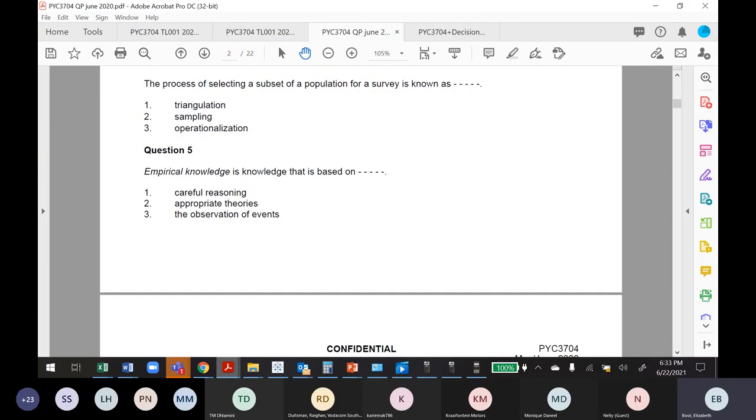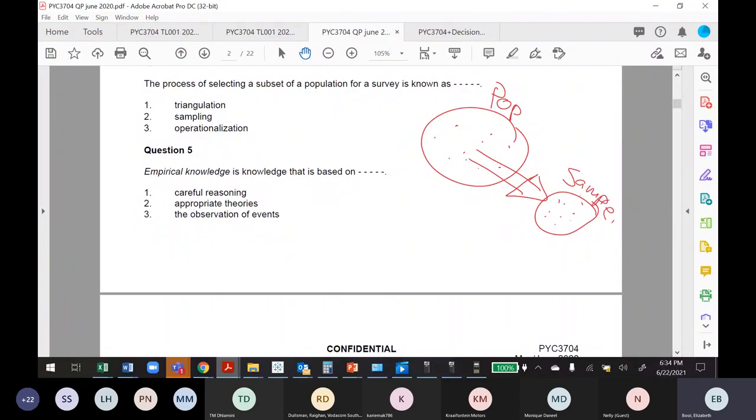I can help you with question four, because with question four, when the population is big and it's time consuming to analyze, we select from there and we create a smaller subset. So if this is the population, what will make the other one? A sample. So we create a sample, a population, and the sample. And the process that we are doing when we create a sample, the name sample comes from that process as well. It's called what? That's what the question is asking you. Am I doing a triangulation? Am I doing operationalization? Am I doing a sampling?